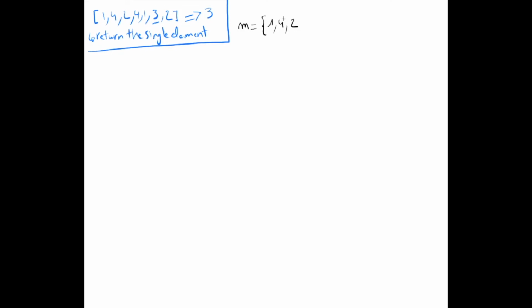So here we delete 4. We go on 1, we delete 1. And we go on 3, we put 3, we go on 2, we delete 2, and in the end, as you can see, the only remaining element is the single element, the element that appears only once in this array.